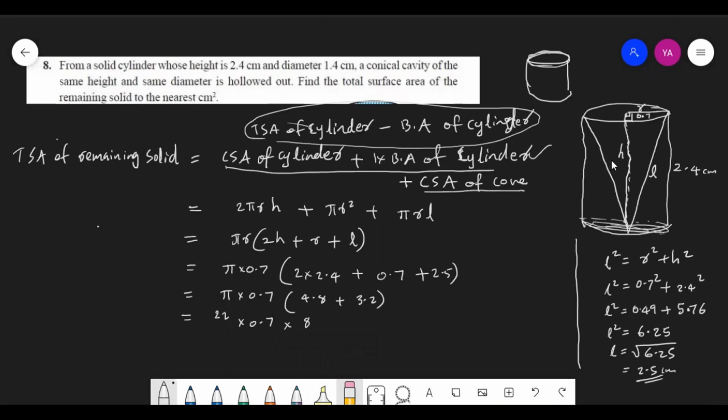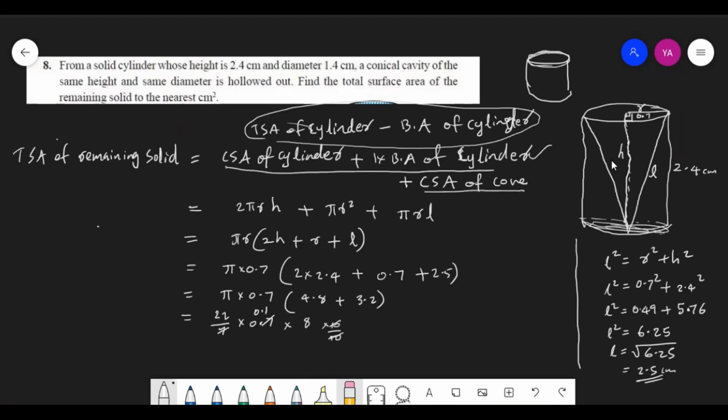Now in this step itself we can substitute pi, which is 22 by 7. Can we cancel 7 and 0.7? Yes. So how many times? 0.1 times will come. Think like this: 0.7 into 10 becomes 7, so there will be 10 in the denominator. So 7 in 7 one time by 10, that will make 0.1. Next step, 22 into 0.1 into 8.